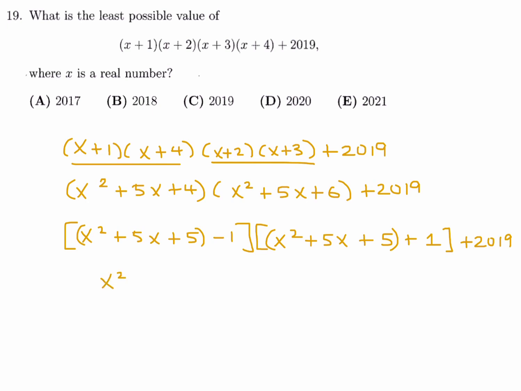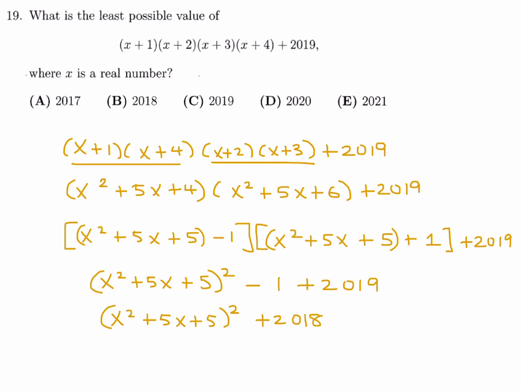Now if I expand that, I get (x squared + 5x + 5) squared. And then the second and third terms will cancel. Then you get minus 1 plus 2019. Now this (x squared + 5x + 5) squared plus 2018 is what we have boiled it down to.